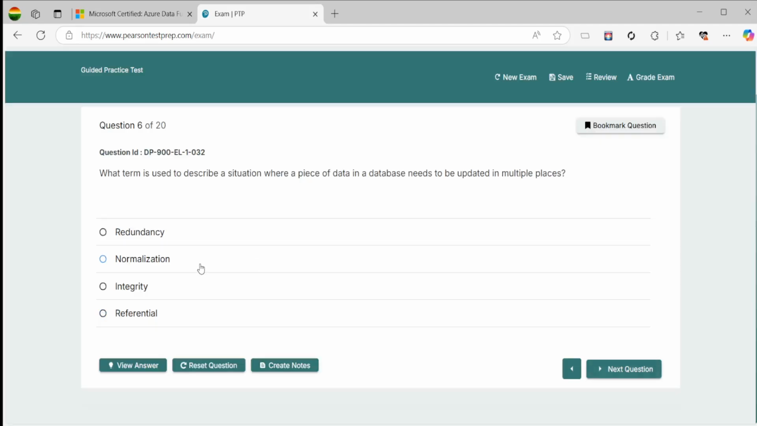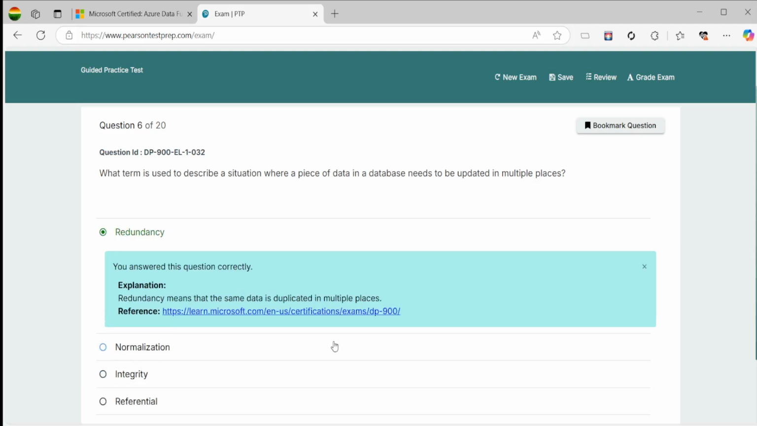What term is used to describe a situation where a piece of data in a database needs to be updated in multiple places? Redundancy, normalization, integrity, or referential? Updating data in a database in multiple places, that is called data redundancy.